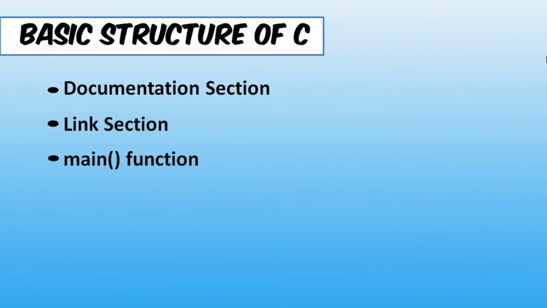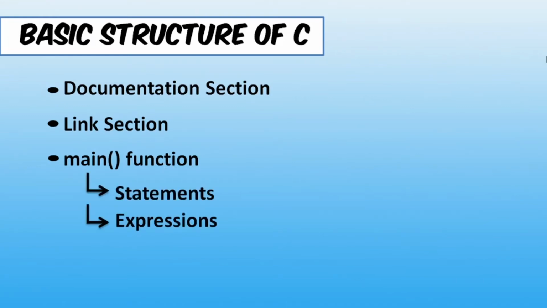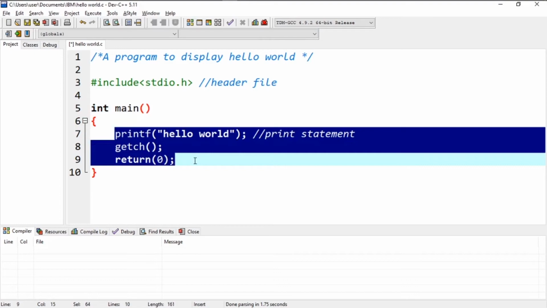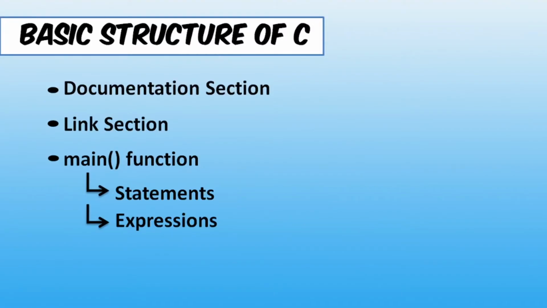And inside the main function we have statements followed by expressions. So these are the statements and expressions. So this was about the basic structure of C. Now let me tell you about execution.